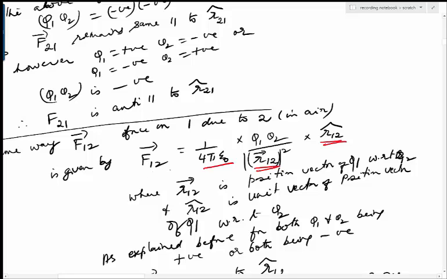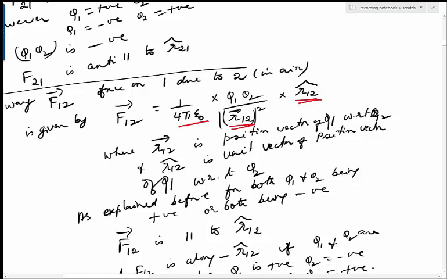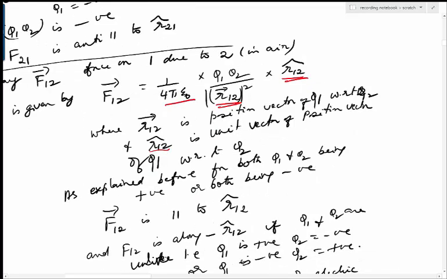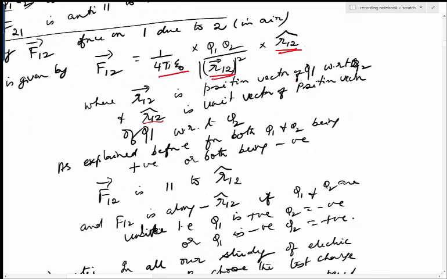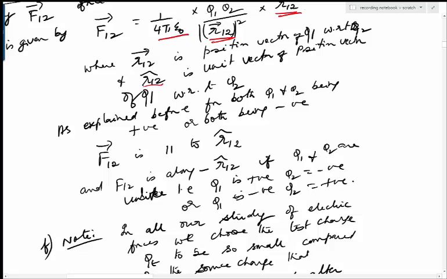When you take F12, you have to take care to see R12 cap, where R12 is the position vector of Q1 with respect to Q2, because Q2 is the source charge now. R12 cap is the unit vector of the position vector of Q1 with respect to Q2, which is acting as the source charge in this context. As explained before, for both Q1 and Q2 being positive, or both being negative, F12 is parallel to R12, and F12 is along minus R12 if Q1 and Q2 are unlike. That is, Q1 is positive and Q2 is negative, or Q1 is negative and Q2 is positive.